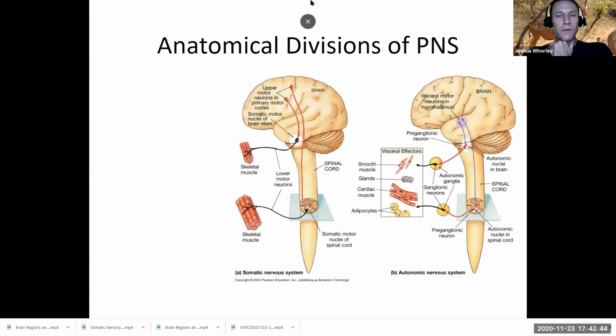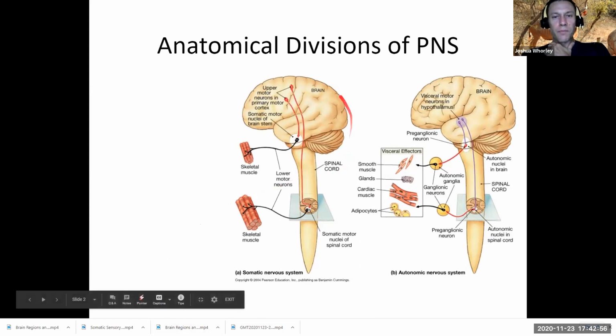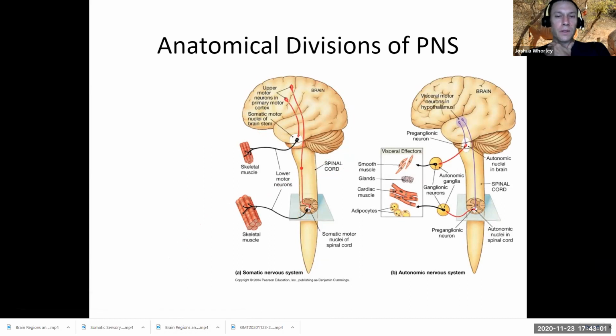Okay, so first I want to remind us of the anatomical divisions of the central nervous system, that being the brain here, and then the spinal cord here. Those are the anatomical divisions of the central nervous system. But we also can talk about the divisions of the peripheral nervous system. And these are both functional and anatomical divisions of the peripheral nervous system.